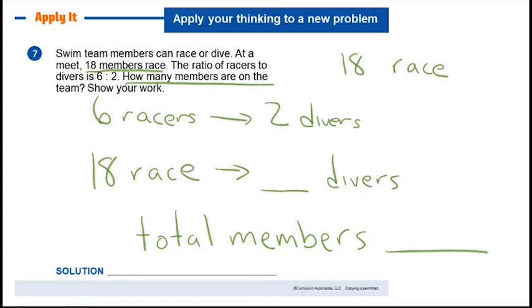Okay? They said a ratio of six racers to two divers. That's in the information they gave you. They tell you that there are 18 racers in the meet. You need to tell me how many divers there are. And once you know how many divers there are, you need to tell me the total number of racers and divers. I'll give you a couple minutes to do this one. The setup is just like one of the previous examples I did.